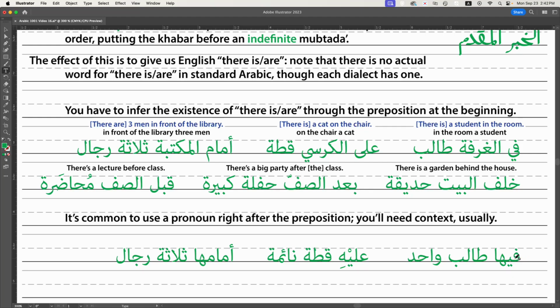I could say fiha tolib wahid, in whatever this ha stands for, presumably we already know, one student. Or alayhi, on top of or against it, again we don't know what the it is, qitta na'ima, a sleeping cat. Amamaha, again, we don't know what the ha is right now, but up here we're referring to the maktaba. So in this kind of sentence, presumably we've already detailed what this pronoun is going to stand for. So amamaha thalathat rijal. So we can say there's one student in it, whatever the it is. There's a sleeping cat on it, again, whatever the it is. There are three men in front of it.